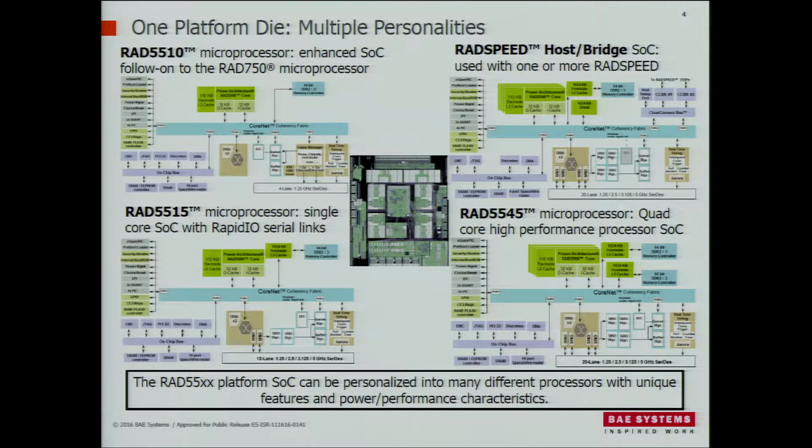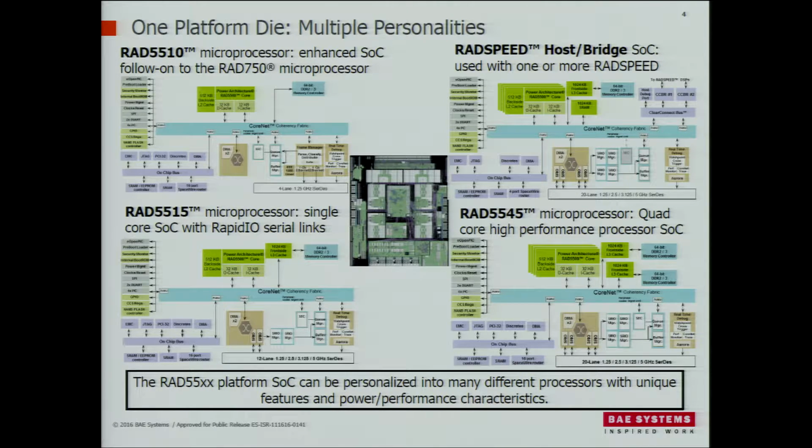As you come down below that, RAD5515 takes that single core processor and adds high-speed serial rapid I/O to it. Coming around to the bottom right is the RAD5545, and this is kind of our sweet spot. This is what we're starting with for the first article that we're testing. So that's a quad core, and it's got most of the I/O in the system.